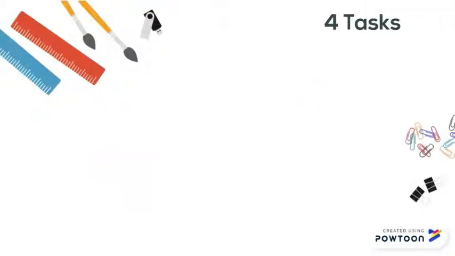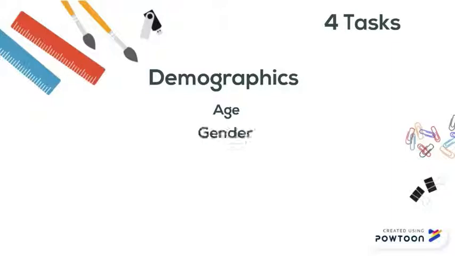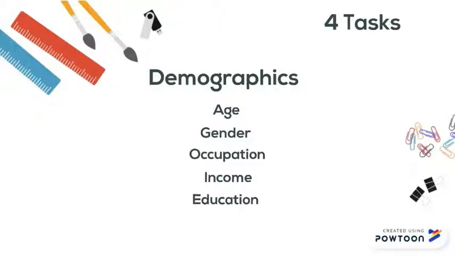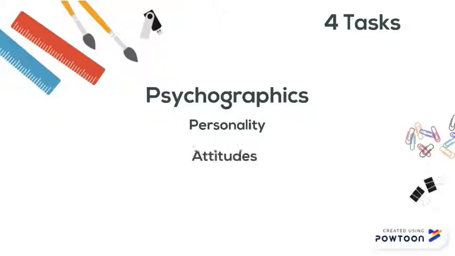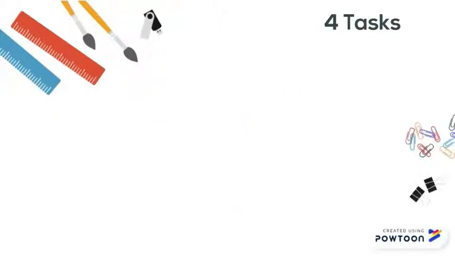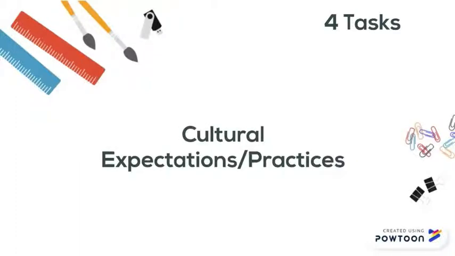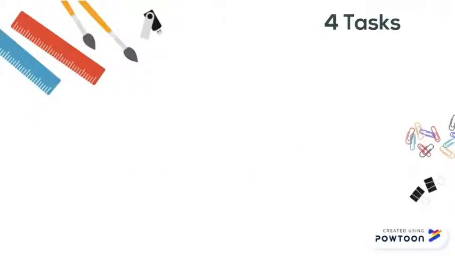Look at your audience's demographics, which are their age, gender, occupation, income, education, and other quantifiable characteristics of the people you're trying to persuade. There is also psychographics, which are personality, attitudes, lifestyle, and other psychological characteristics. Also take into account their cultural expectations and practices so that you don't undermine your persuasive message.